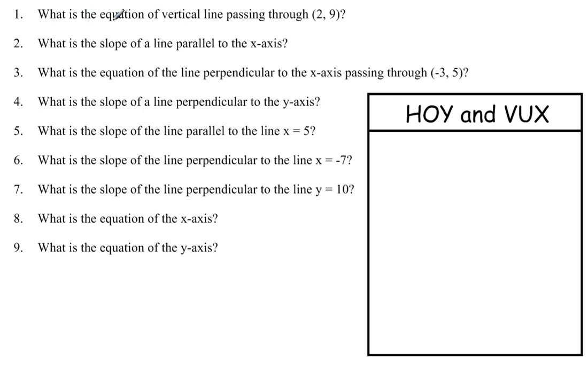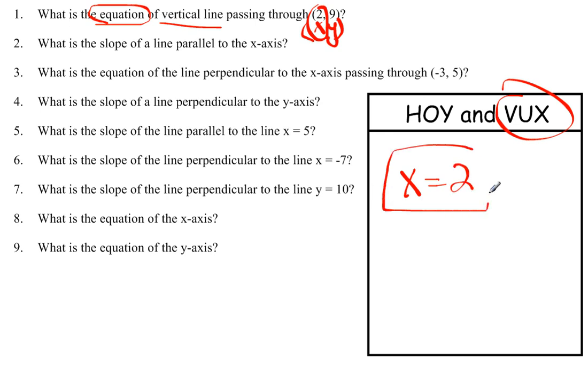What is the equation? Just number one. The equation of a vertical line. So right away I'm thinking Vux, passing through 2, 9. Now this is x comma y. It's always alphabetical, x, y. So if it's vertical, and make sure I'm not asking for the slope, I'm asking for the equation. The equation would be x equals a number. Well, what's the number? Let's look at the ordered pair. Right there, 2. That's it. x equals 2 is the equation of that vertical line passing through that point.